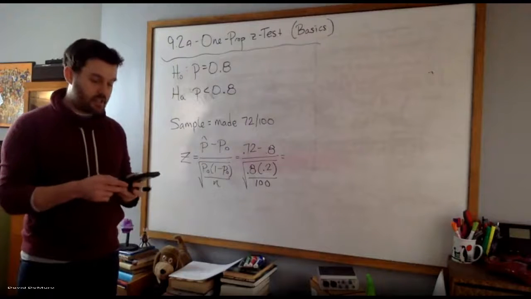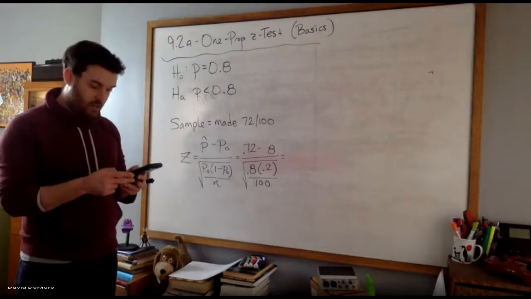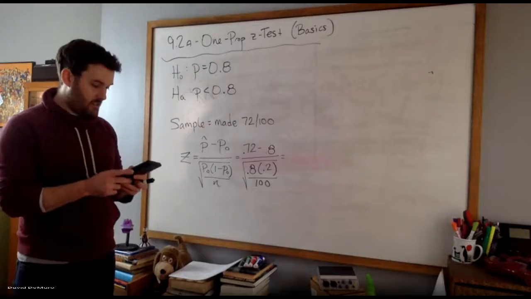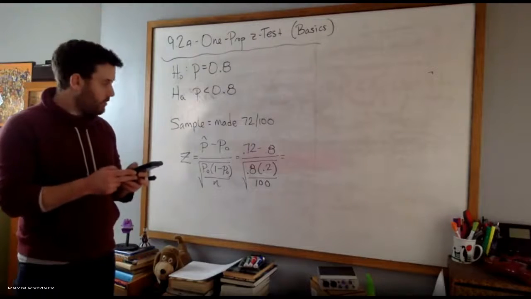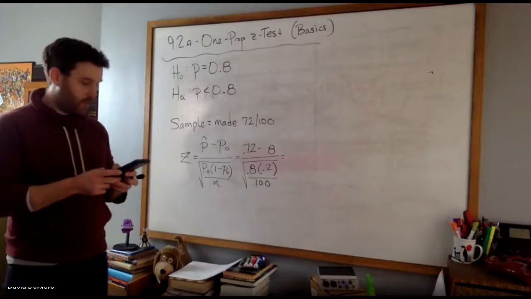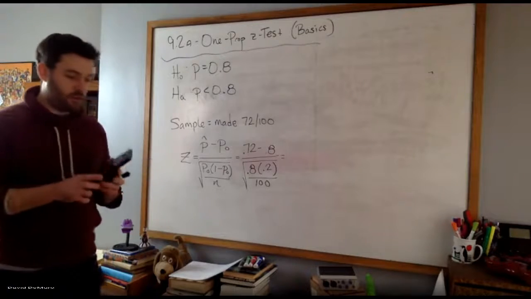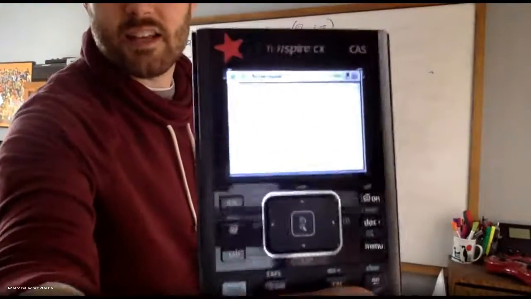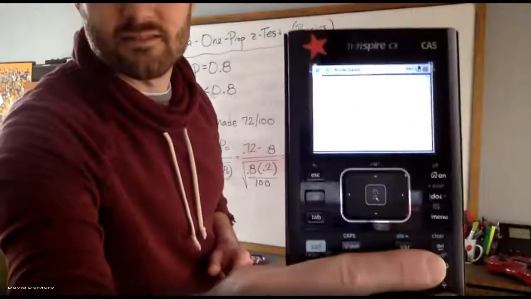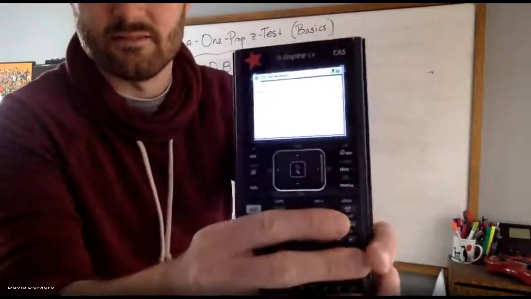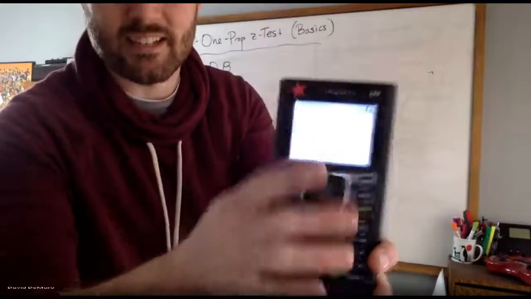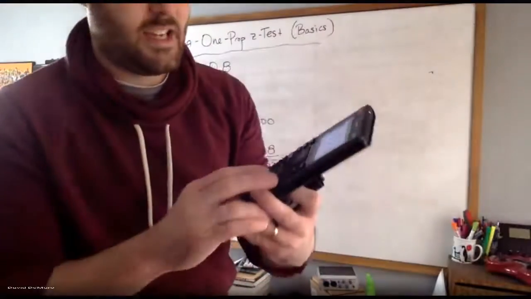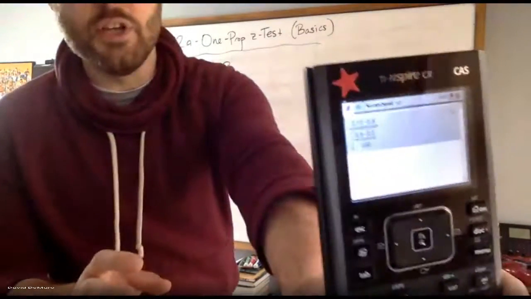And that's going to give us a measure of just how far away from that assumed hypothetical parameter this 72% rate actually is. So I'm going to go on to the Inspire and figure out what that is. So 0.72 minus 0.8 divided by the square root of 0.8 times 0.2 over 100. I'm just setting it up just like that. Can you see that? There's a glare. Well, there we go. And that turns out to be -2.